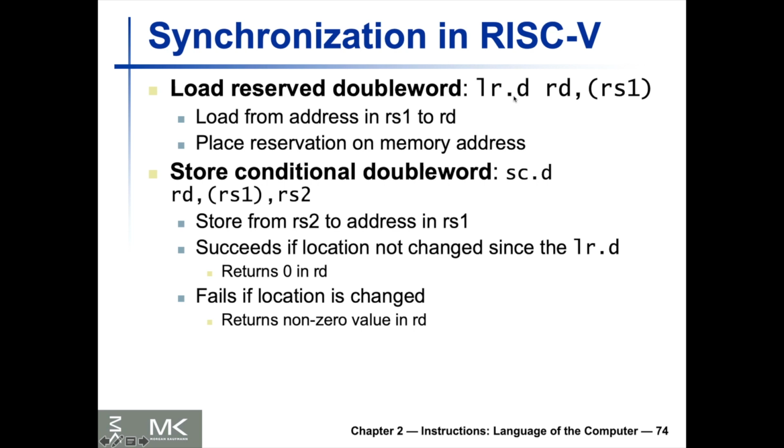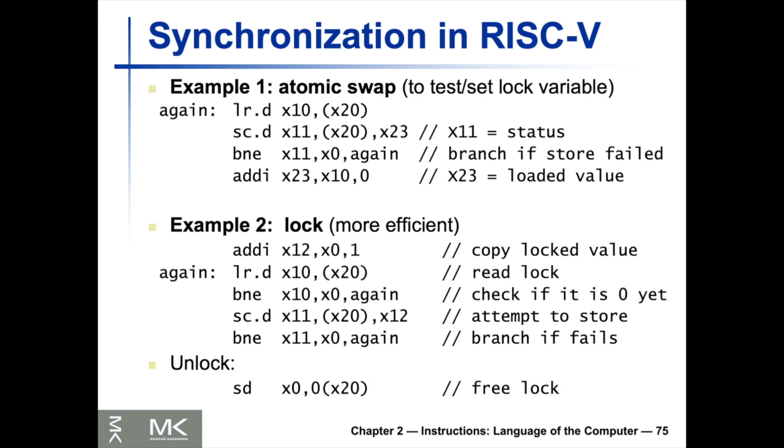I don't understand how it is checking whether the location is changed or not. Which location? It says succeed if the location is not changed since LR.D. So when the first load was finished doing its job, at x20, it's going to set that branch to 0, and these two become equal, and as long as they're not equal, you have to try again.